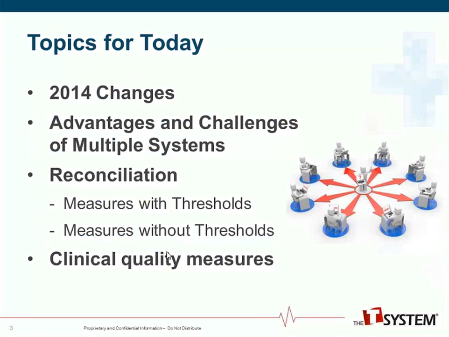We're going to go through today several things related to meaningful use in the setting of multiple certified systems. So we'll talk about what 2014 did and how some of the changes might affect hospital strategies. We'll talk about the advantages and the challenges of multiple systems. It is a double-edged sword. How to reconcile, which is the biggest concern for most facilities, is how they will actually get to attainment number-wise, and then talk briefly about clinical quality measures. And again, we will take questions at the end.